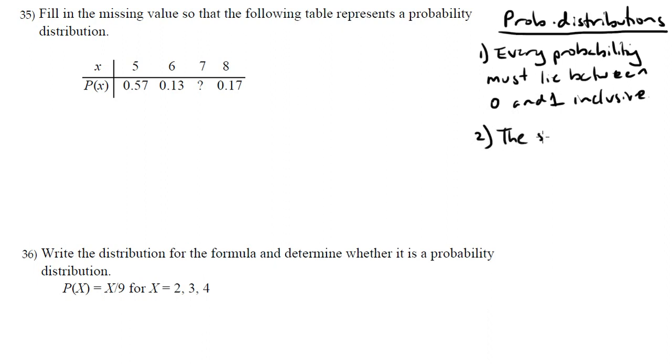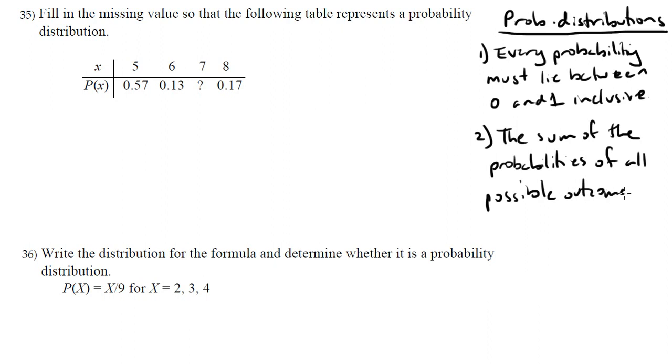Two, the sum of the probabilities of all possible outcomes must be 1. If I add the probabilities of all the outcomes in a sample space in a distribution, the sum has to be 1. Those are the two rules. So let's apply those to these 4 problems and see what exactly we come up with.